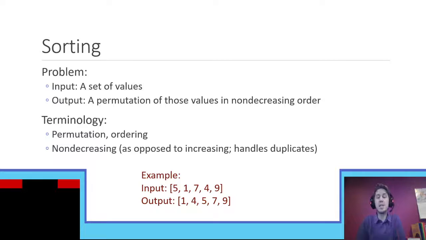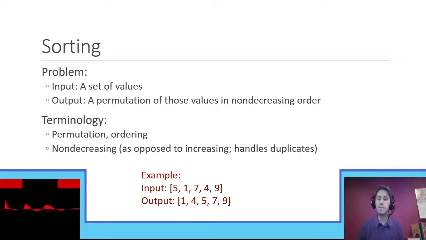Recall that a permutation is a reordering of another data type. Technically, a permutation doesn't mean that the values are in increasing or decreasing order, just that they have some order to them. For instance, 5, 1, 7, 4, 9 are in order here, just not non-decreasing order. But when they are sorted, they are in a permutation that is in an ascending order, 1, 4, 5, 7, 9.